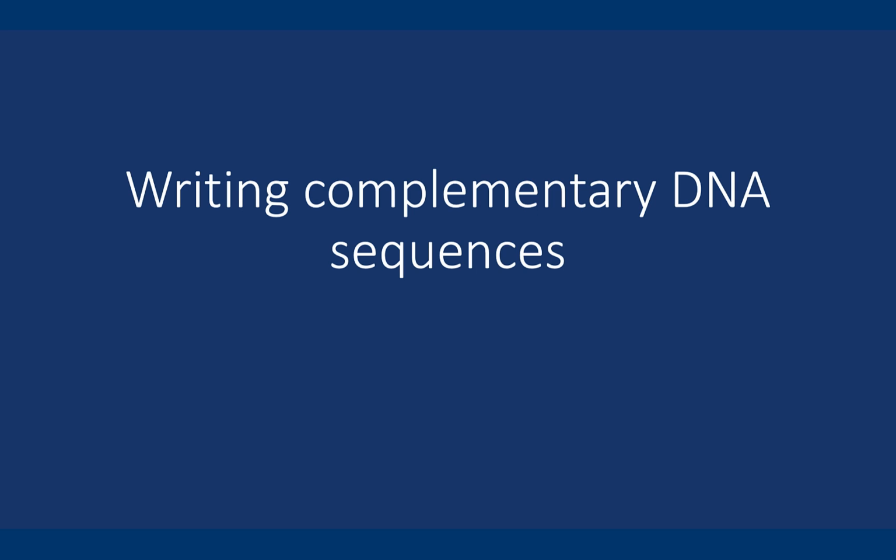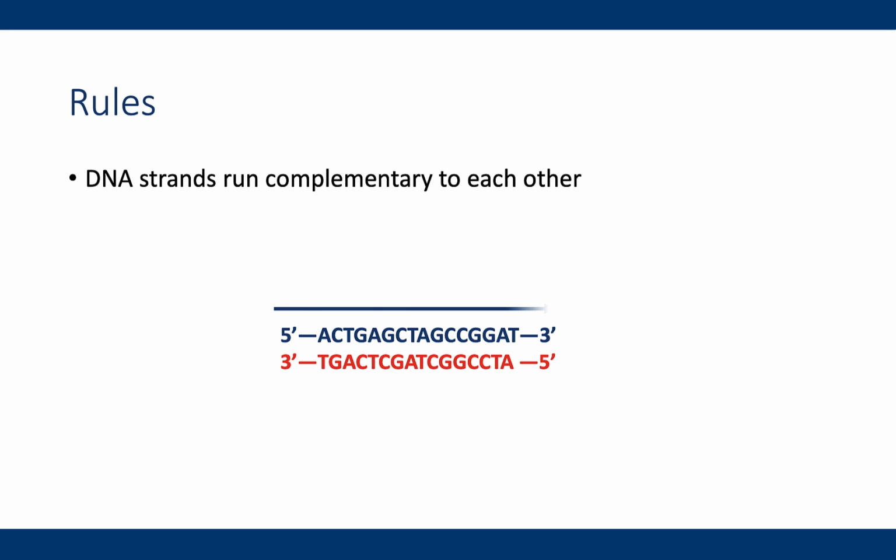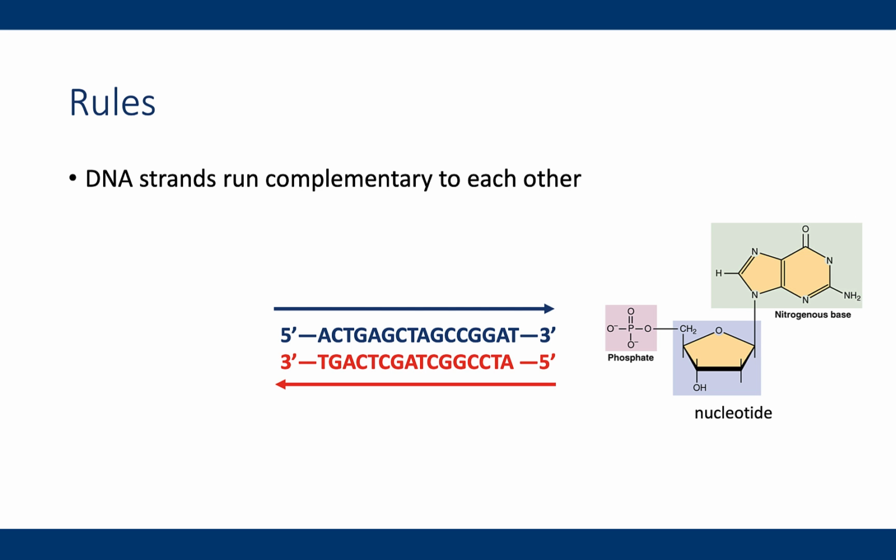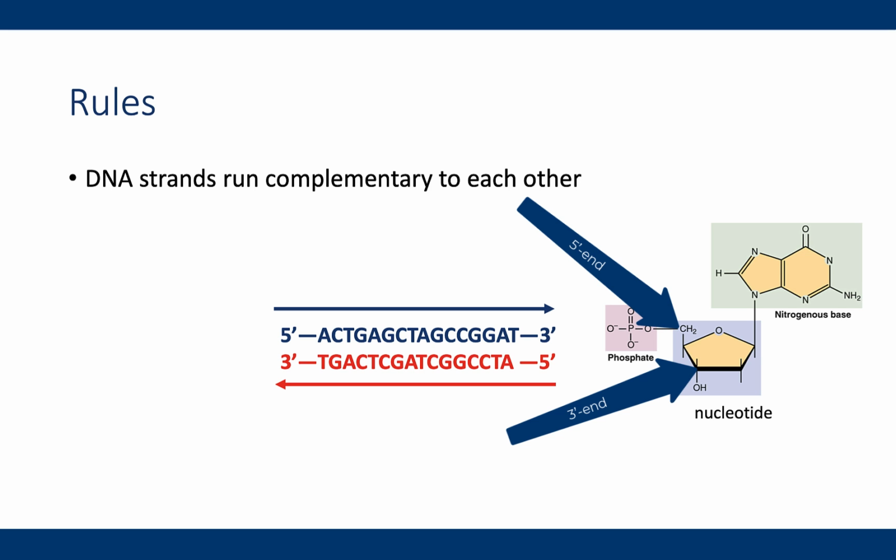This short video will teach you how to write a complementary DNA sequence given a single strand of DNA. Here are some basic rules to follow. The two DNA strands that make up the double helix always run complementary to each other. That means that they run in the opposite direction from each other as determined by their 5' and 3' ends. Remember that these refer to the 5' carbon and 3' carbon of the sugar in the nucleotide.